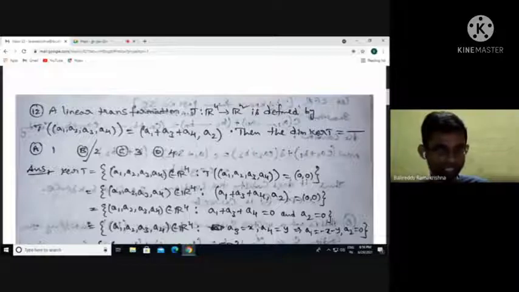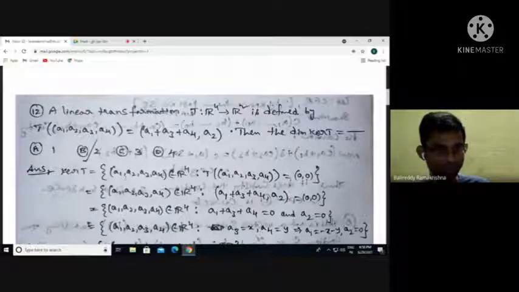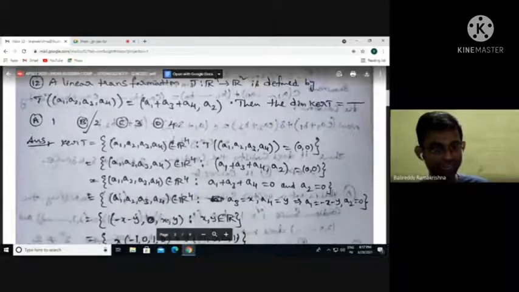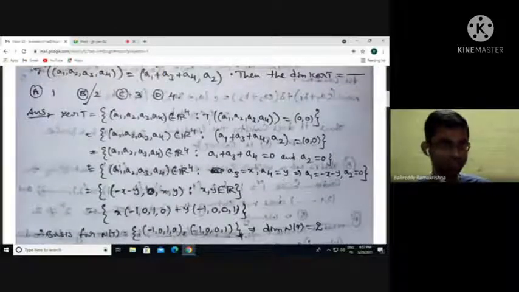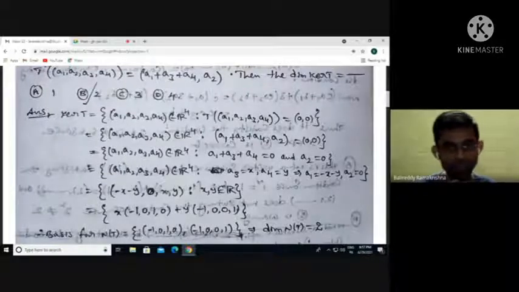So by using the definition of kernel, we have kernel T is equal to the set of all four tuples a1, a2, a3, a4 belonging to R power 4 such that T of a1, a2, a3, a4 is equal to the 0 element in R square, nothing but the ordered pair 0, 0. So this is the definition of kernel. Okay, kernel means the set of all those vectors which map to the 0 element in the codomain. Okay, so T of a1, a2, a3, a4 is equal to the 0 element in R square.